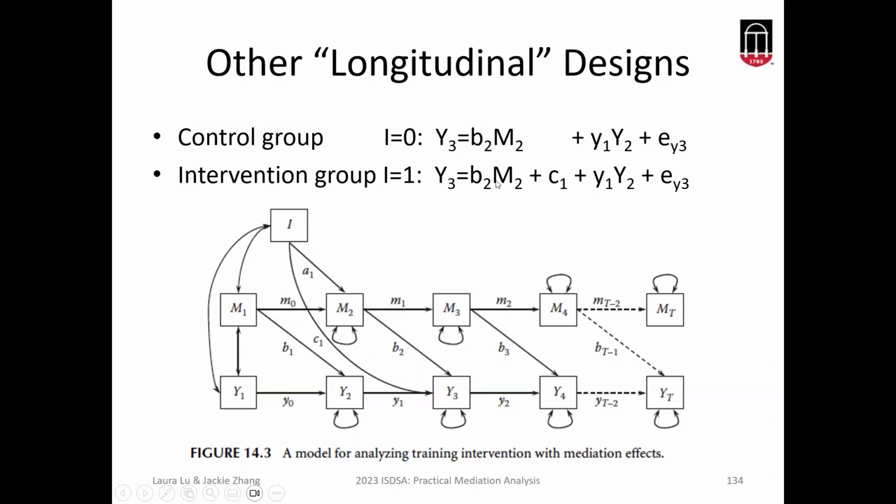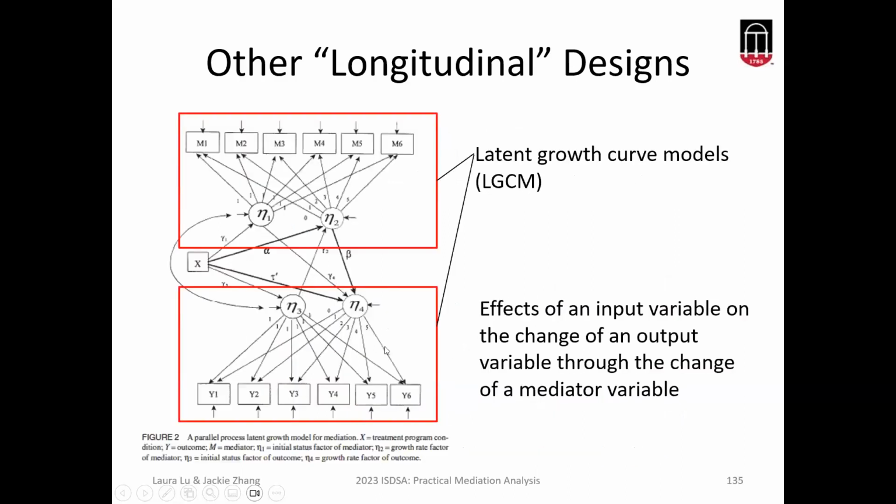For Y here, since it's longitudinal, it's going to be influenced by M, by the previous Y, and also by the control or treatment group. So that is for the Y variable. And M will be influenced by the previous M and the intervention or control group design.